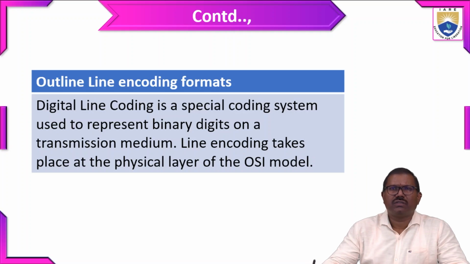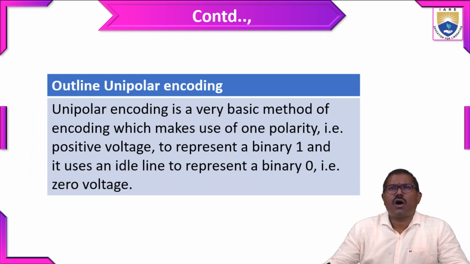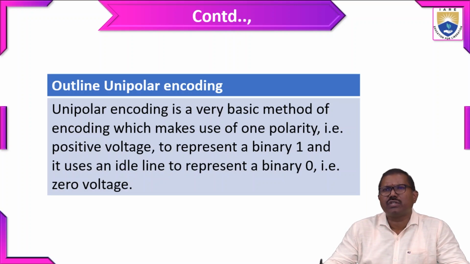Here, don't confuse this coding with error control coding. Why? Because there are different types of encoding: source encoding, channel coding, and the last one is error control coding. Outline unipolar encoding. Unipolar encoding is a very basic method of encoding which makes use of one polarity, a positive voltage, to represent a binary 1, and it uses an idle line to represent a binary 0, that is 0 voltage. Here only one polarity, unipolar.